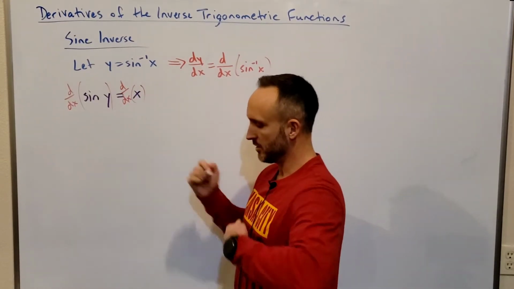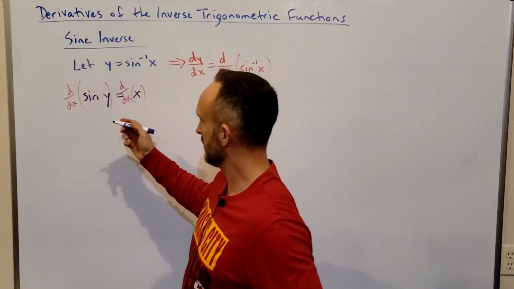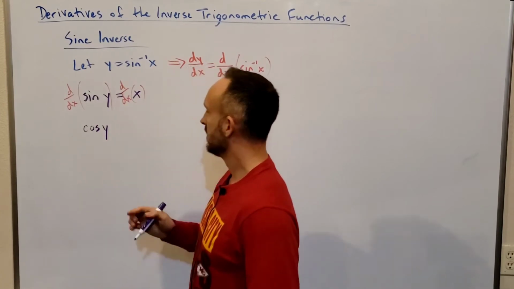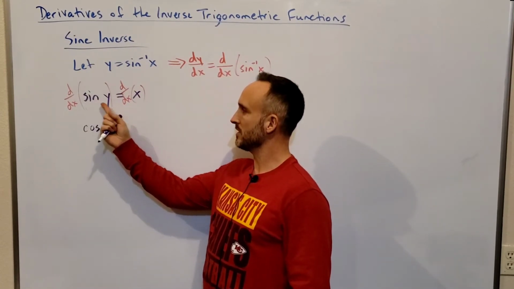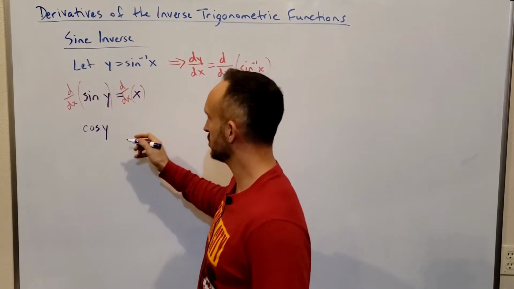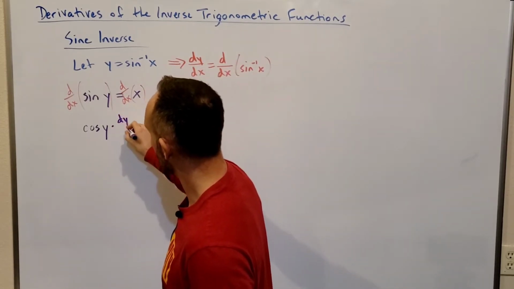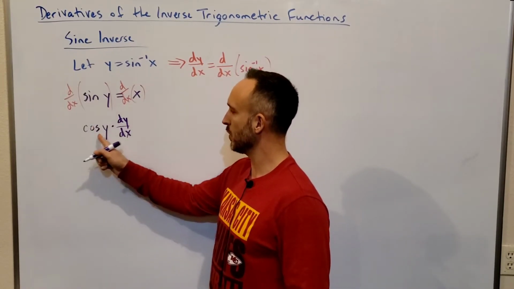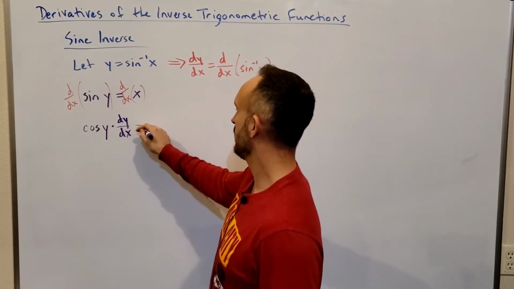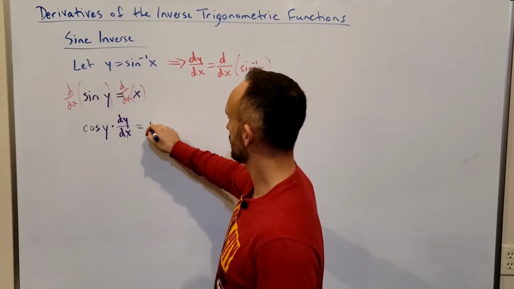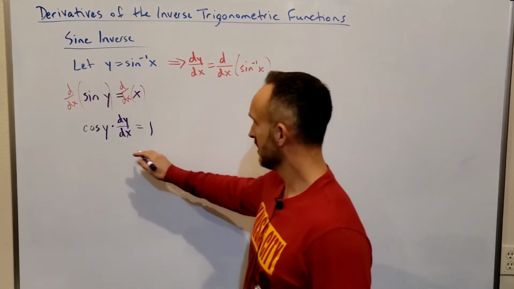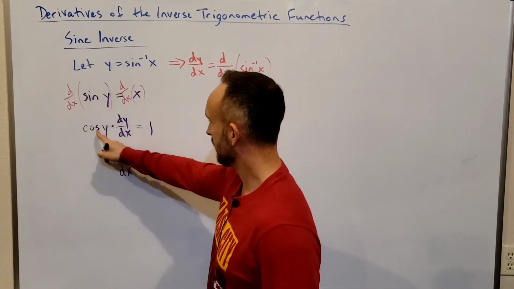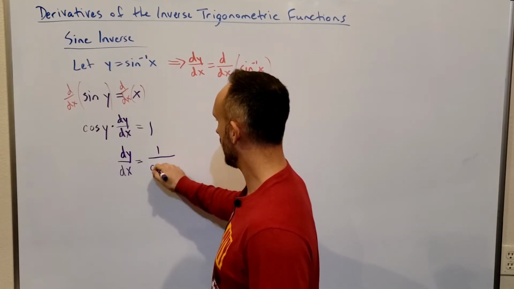On the left side, the derivative of the sine function is cosine. So the derivative of sine of y is cosine of y. But you have to use the chain rule because y is a function of x, so we have to multiply this by dy dx. So the left side derivative is cosine of y times dy dx. And the derivative on the right side of x is just 1. Thus, if I solve for dy dx, I can see that it's simply 1 divided by the cosine of y.